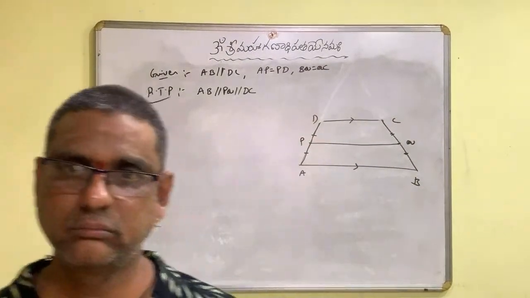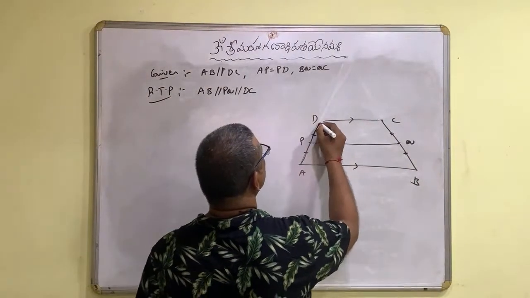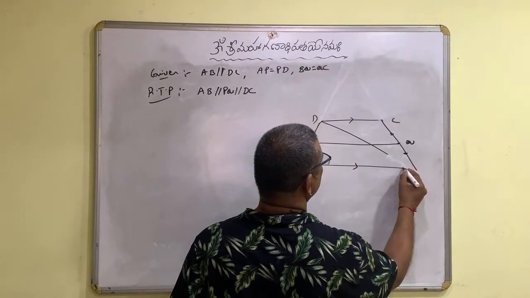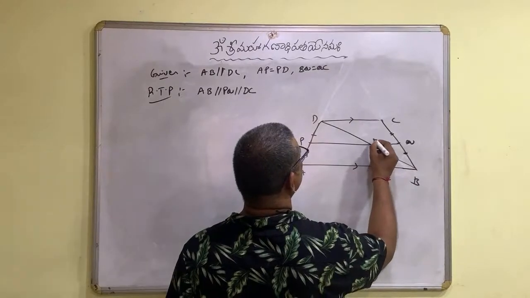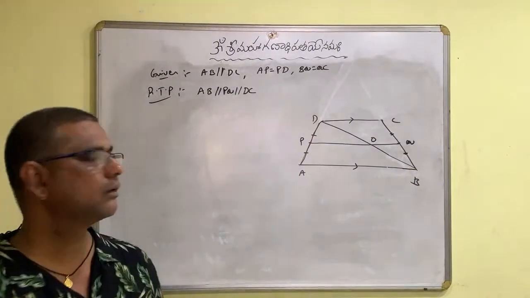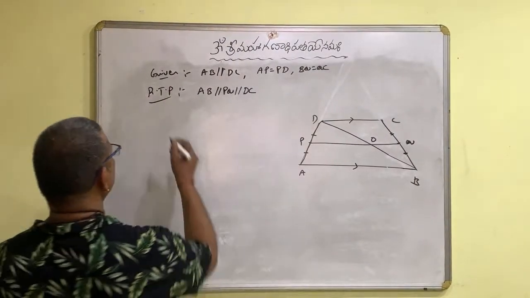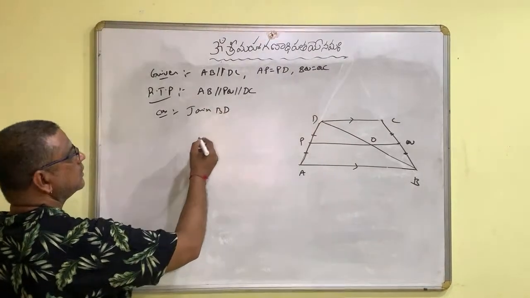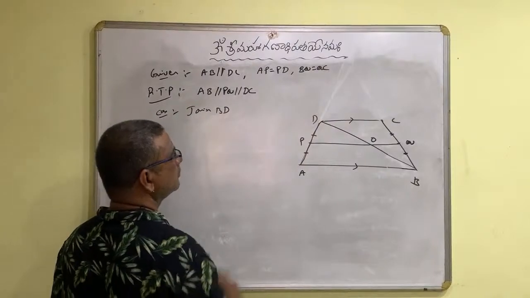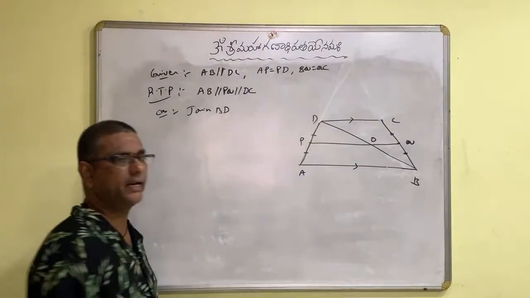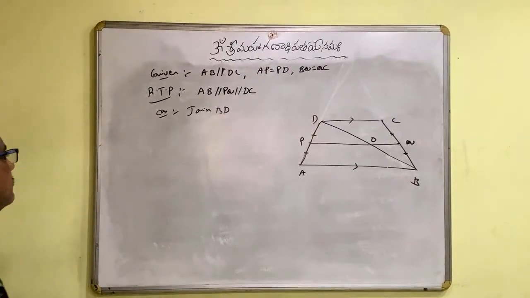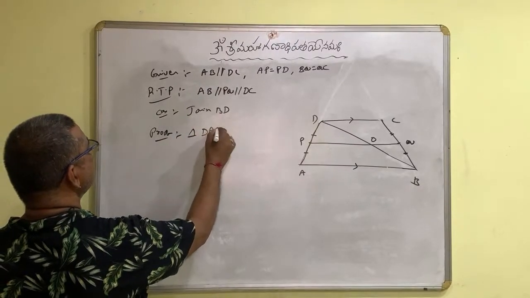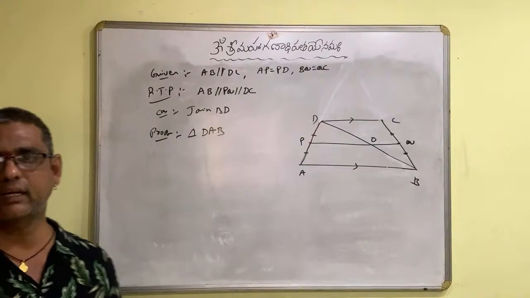Join BD, let it be O. Construction: join BD. BD intersects PQ at one point. Name that point as O. Now, proof. Consider triangle DAB.